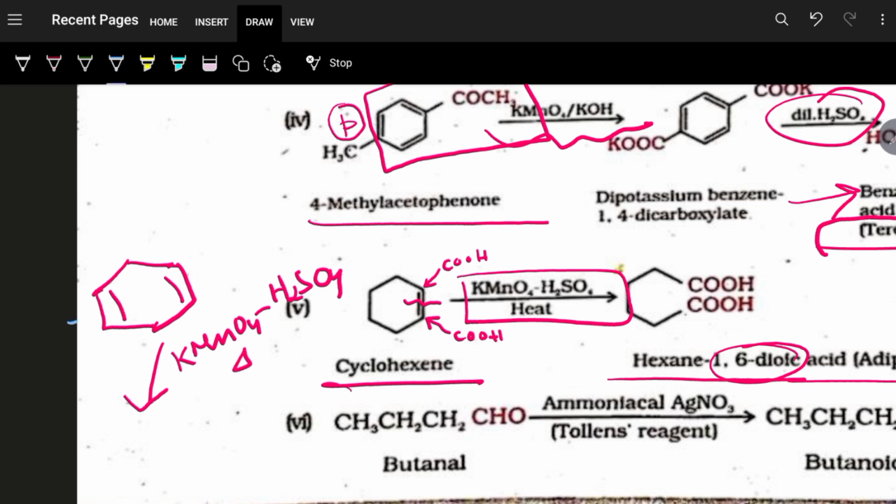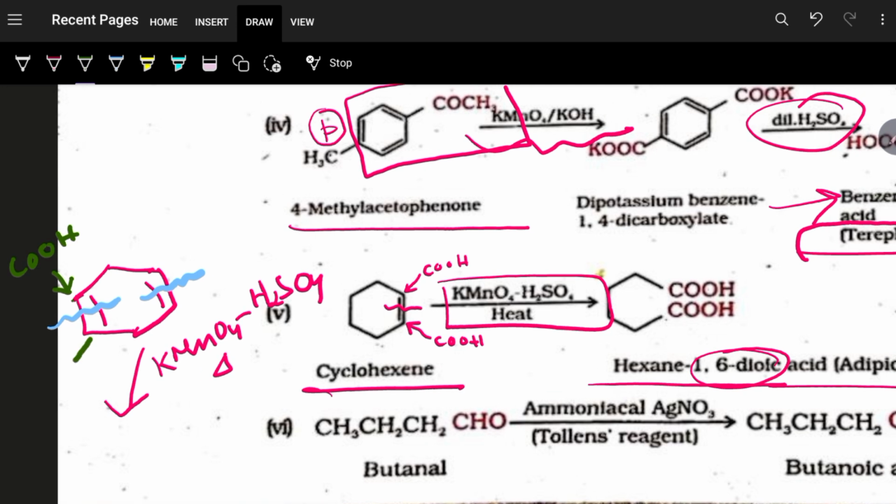Same ways, you break it over here and add the last carbon becoming COOH. This is a COOH, this is a COOH.